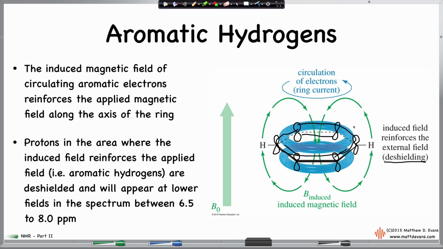Okay, so that's the effect here. It's these circulating electrons that create this local magnetic environment such that these field lines right here are reinforcing the external field, and that's why they're fairly deshielded. Okay, so that's aromatic hydrogens. So anything that's benzene-like and where you see hydrogens attached, you can expect the shift values to be 6.5 to 8.0, so a fair distance from TMS.